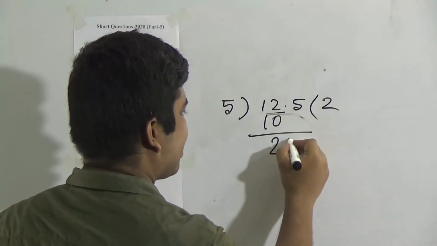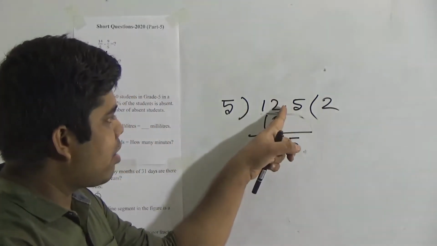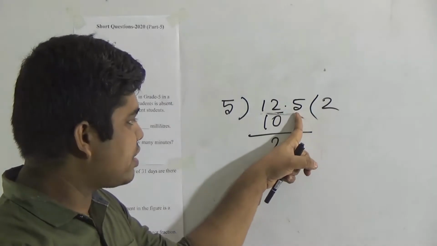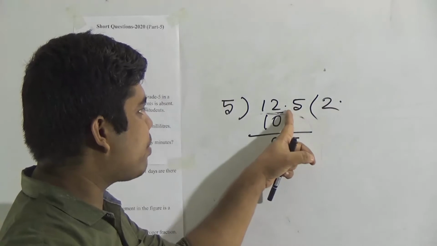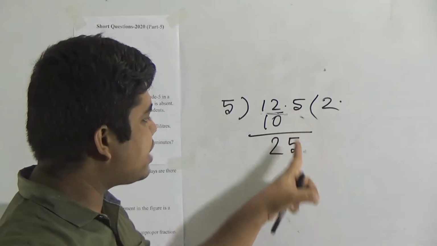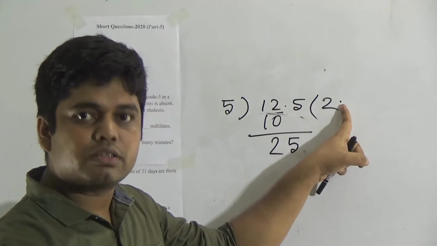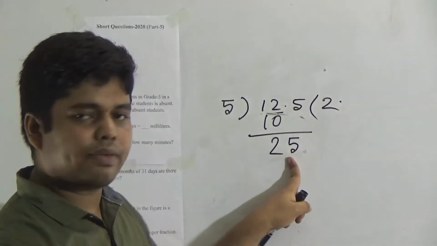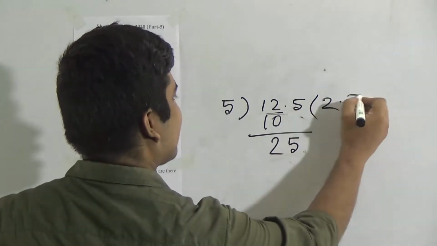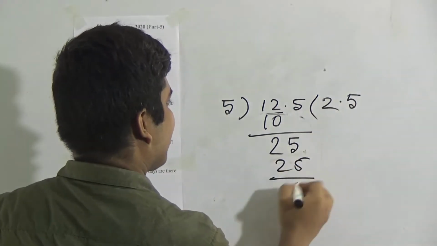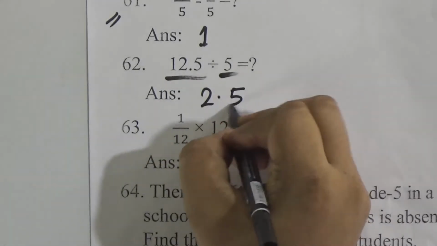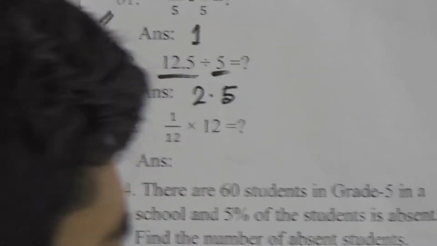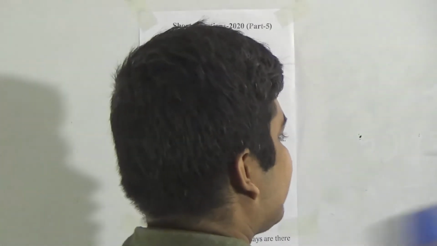Dear student, now 5 is placed here, but you notice after point 5 is present. For this reason we write here point. If I take 5, then for this point I give here point sign. Now this is 25. In 25, 5 goes in 5 times. 5 5s are 25. That means 2.5 is the required answer of this question. Dear student, you can also find the answer by this way.